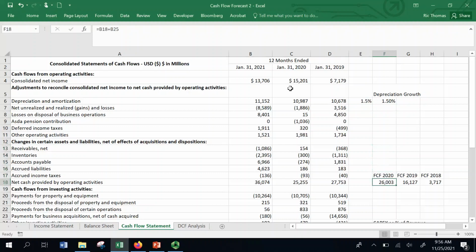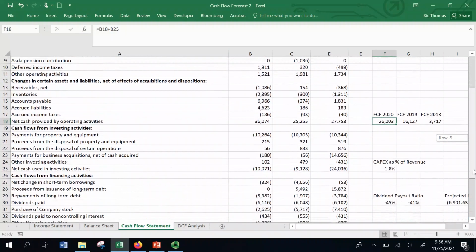Okay, so net cash provided by operating activities. This is another thing. This is going to be my reality check. And so what I'm going to do here is simply take my cash flow provided by operating activities. Sorry, this is my free cash flow forecast. I'll take this number and I'm going to subtract out my cash flow from investing activities, because a good proxy for free cash flow is net cash flow provided by operating activities minus CapEx.